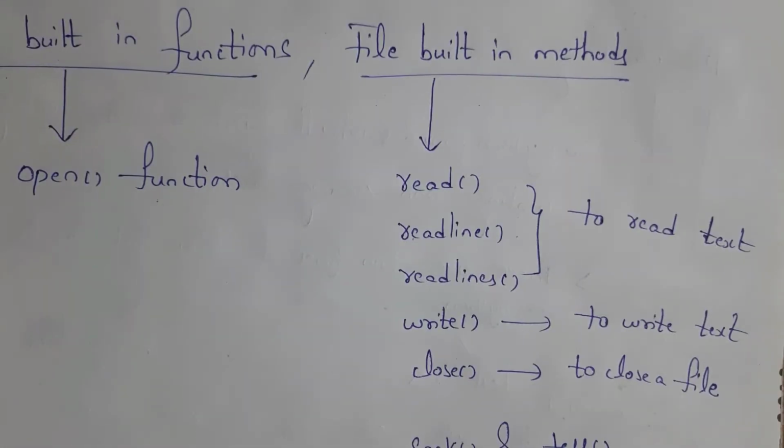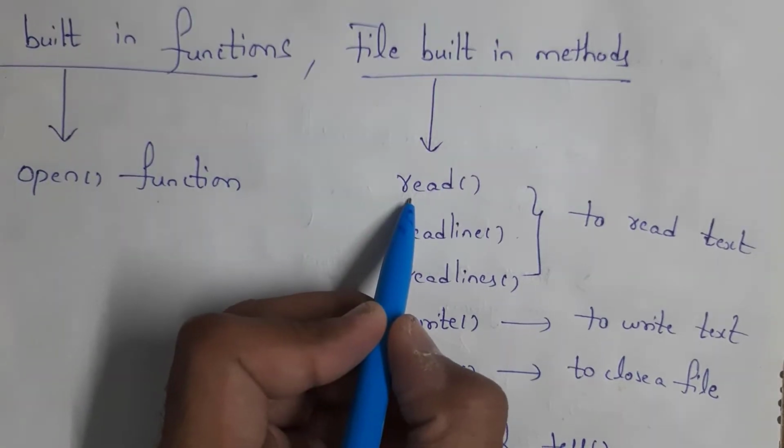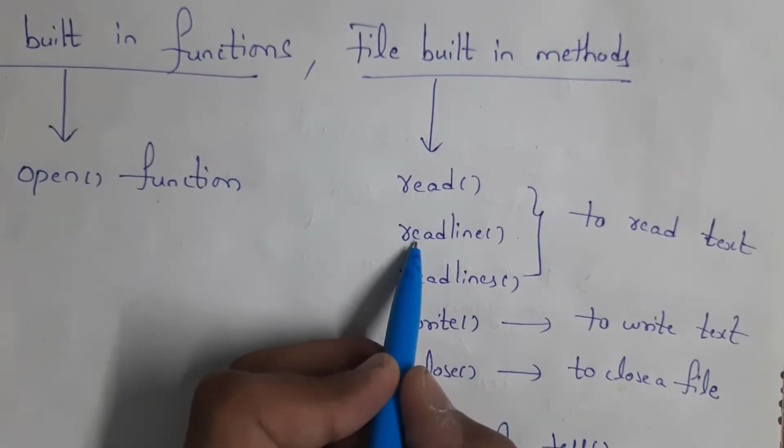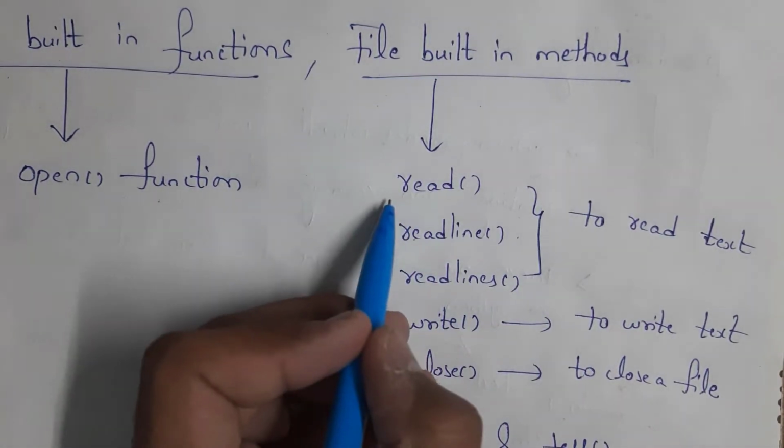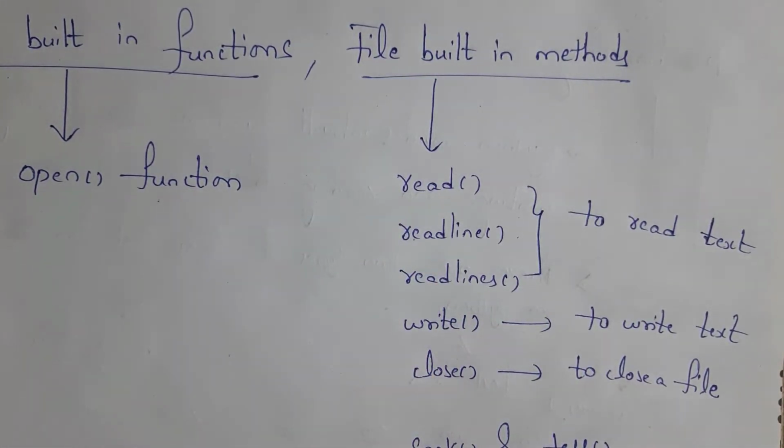Next, I will explain file built-in methods. There are various file built-in methods. First one is the read method, second one is the readline method and third one is the readlines method. By using these three methods, we can read text data, that is nothing but whatever the data that is present in a text file, we can see the data in my Python terminal.